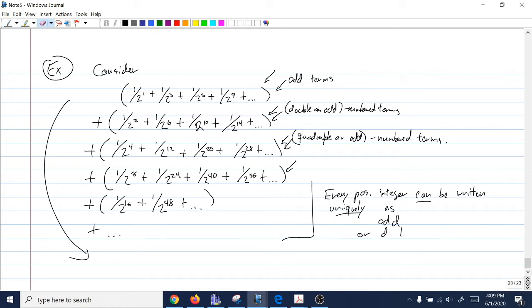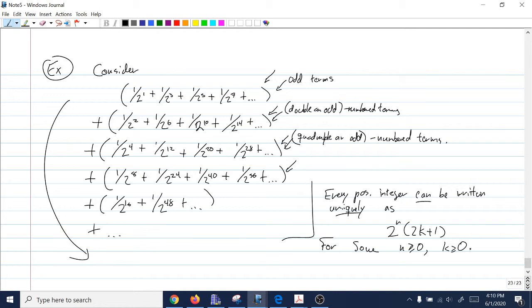So every positive integer can be written uniquely as 2 to the n times 2k plus 1 for some n greater than or equal to 0, k also greater than or equal to 0. So you're always an odd number times a power of 2. Keep dividing off the 2's and eventually it'll be odd. There's the odd. Count how many times you have to divide by 2. There's the power of 2. So every number is in this series somewhere.